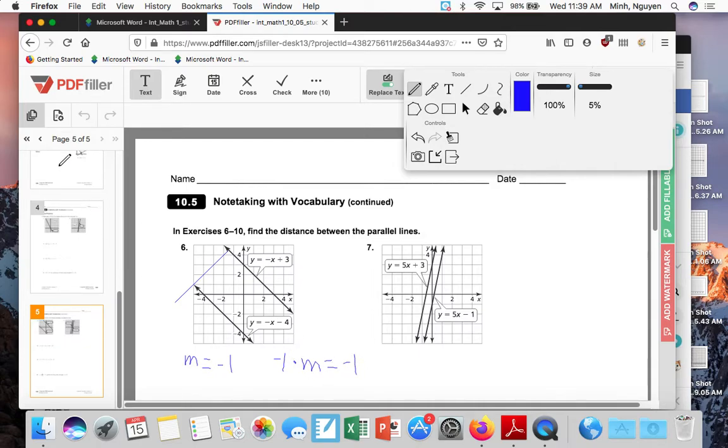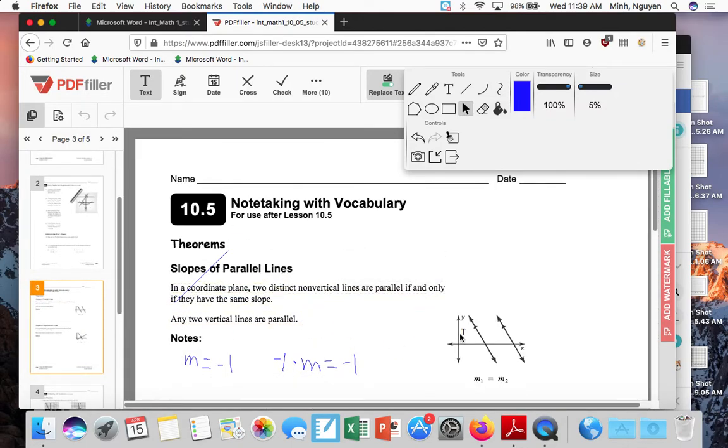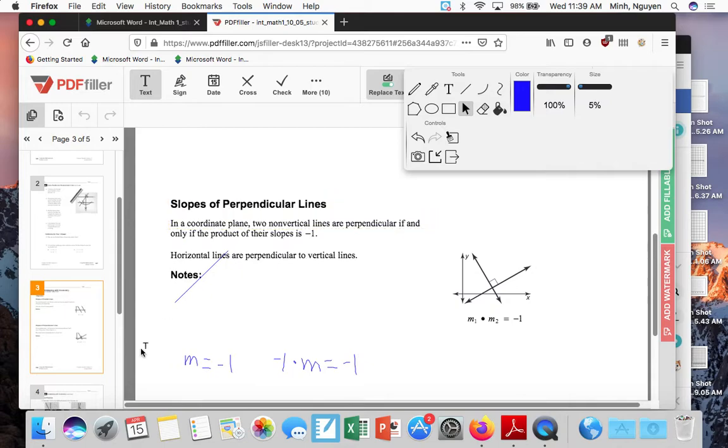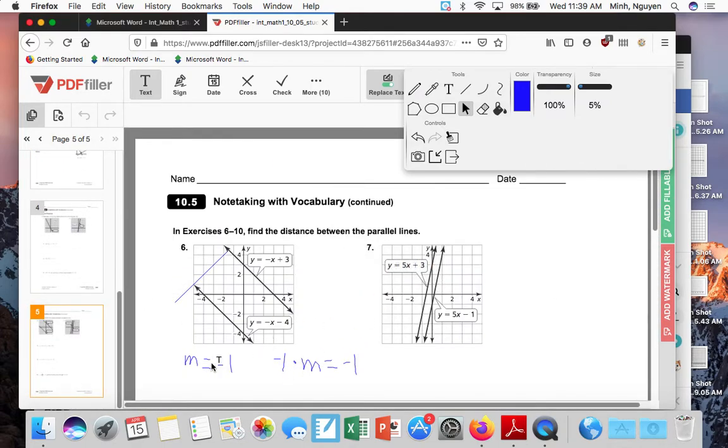Again, that's just from the slopes of perpendicular lines. They have to multiply together to make -1. So I'm going to divide both sides by -1, which I got from here. There's the slope, it's the number in front of x, and there's an invisible 1, so with the negative sign, it's -1. -1 divided by -1 is just 1. So now I know the perpendicular line has a slope of 1.